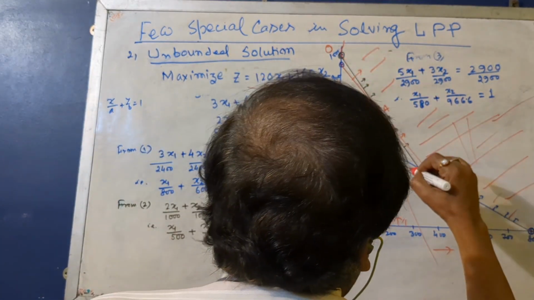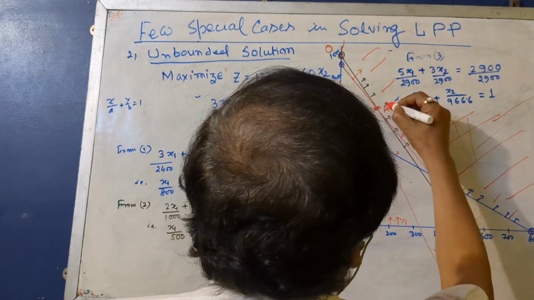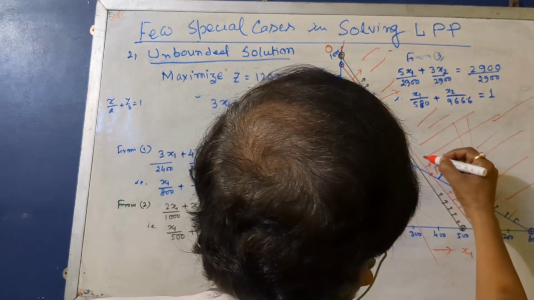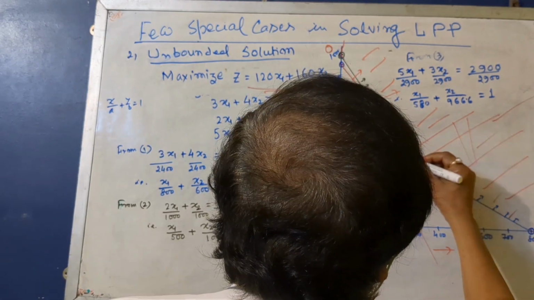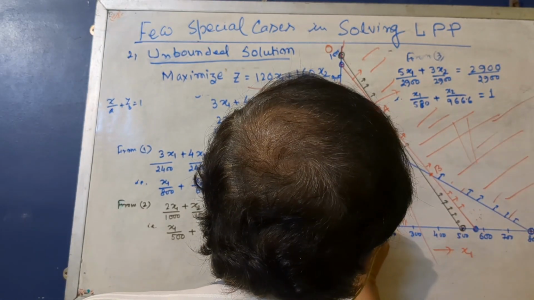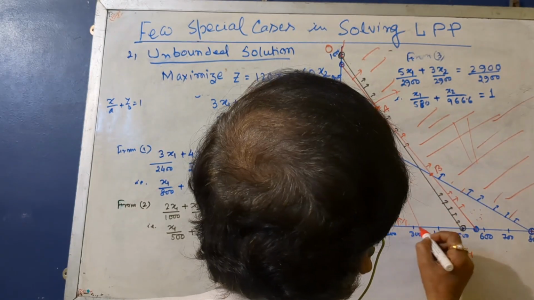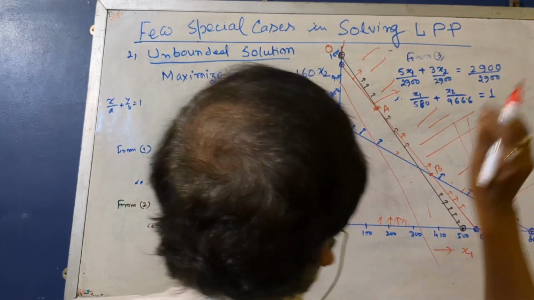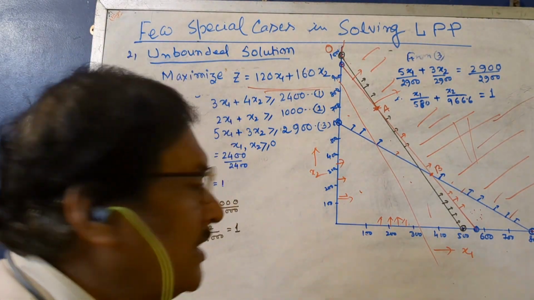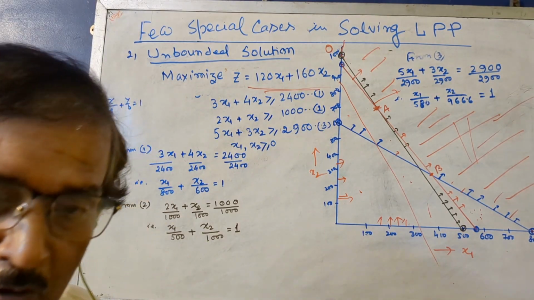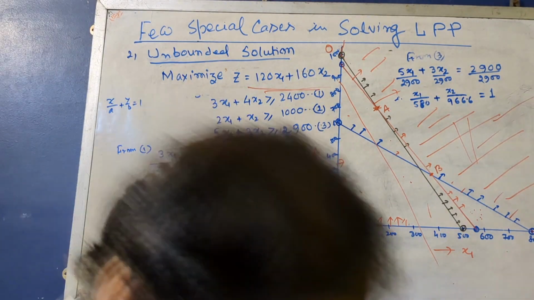Your solution cannot be here, cannot be here, but any point here, because in the open space all the conditions are satisfied here: this is also greater than or equal to, greater than or equal to, and even x1 greater than or equal to 0, x2 greater than or equal to 0, upper movement. So this is a case of unbounded solution. If you have any problem, please write to the comment box. I will explain again. No problem.